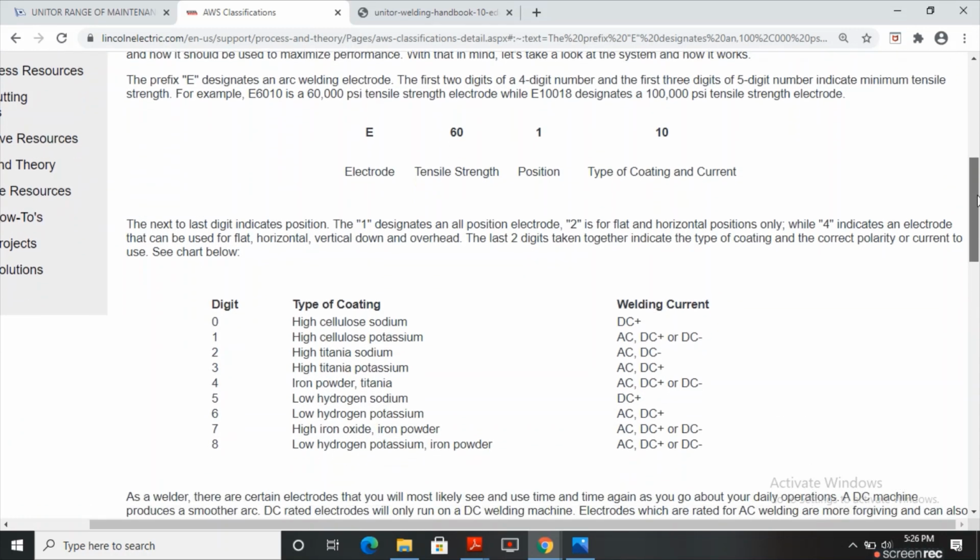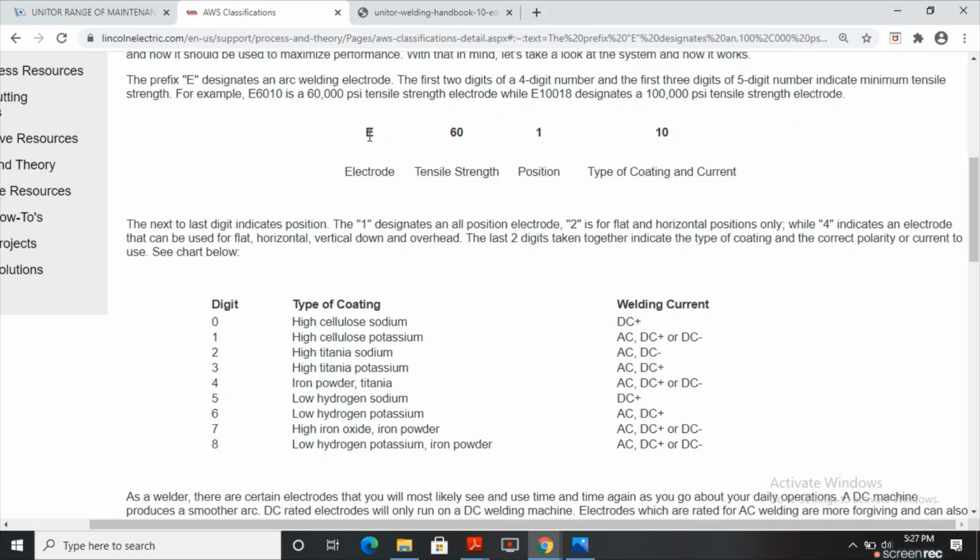The 10 is a combination of two things, coating and current. So we have a detailed explanation of the last 2 digits. For example, the digits 1 to 8 define the type of coating and the welding current, AC or DC. Here it is number 10. So the type of coating is 1, which is high cellulose potassium, correct? And the 0 is DC plus.